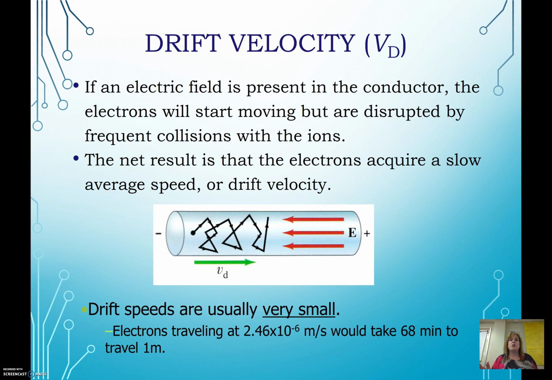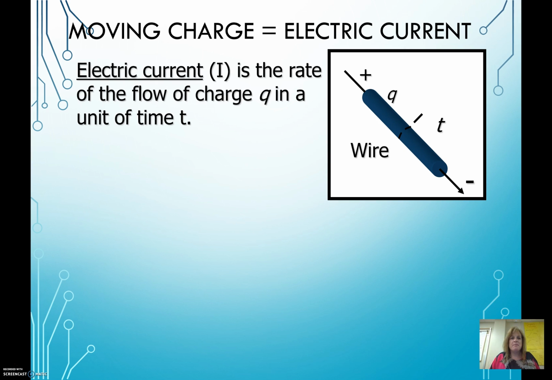Now, what's really interesting is the drift speeds are actually very, very small. If we were to measure them, we'd find the electrons are only traveling at about 2.46 times 10 to the negative 6 meters per second, so teeny tiny. To travel 1 meter would take 68 minutes. What? Then how is it that I flip a switch and the light goes on? Answer me that. We'll talk about that when I see you in class.